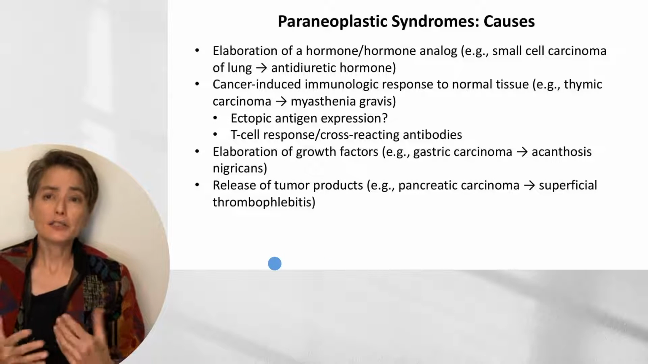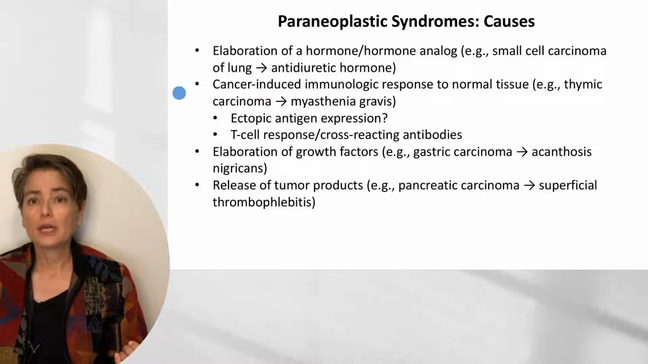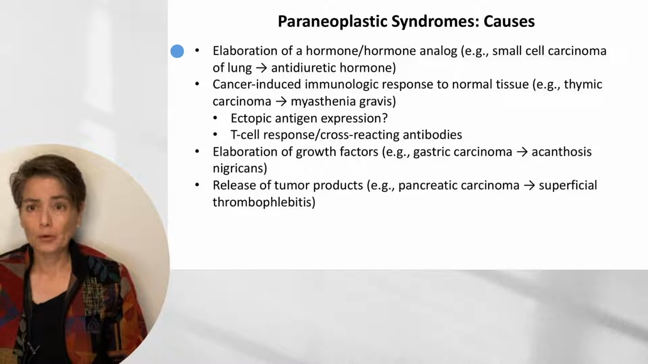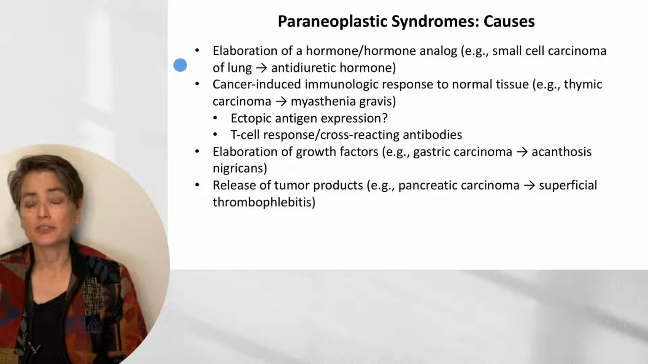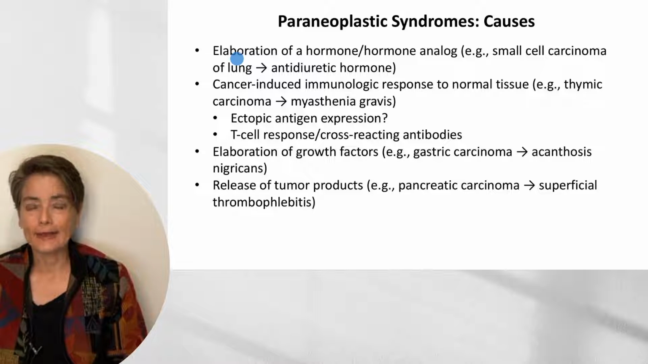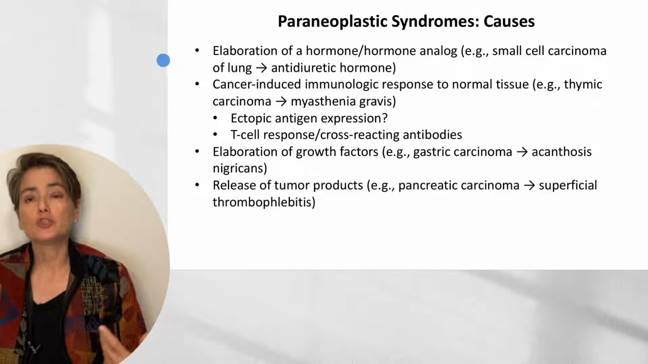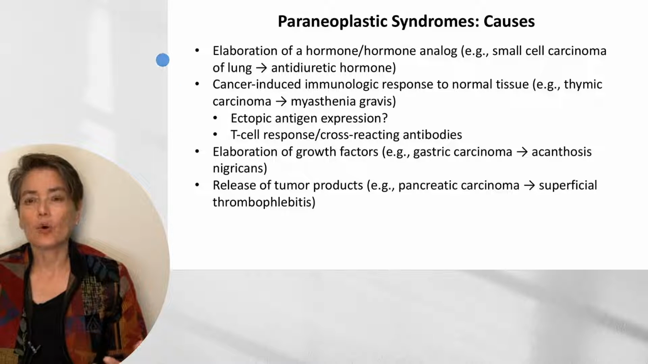So what causes our paraneoplastic syndromes? So here are 4 examples. So we can get elaboration of a hormone or a hormone analog. So the classic example of this will be small cell carcinoma of lung can release antidiuretic hormone, leading to the syndrome of inappropriate antidiuretic hormone release, or SIADH. So if you have a patient who's presenting with antidiuretic hormone excess, then you can look to see if they might have a small cell carcinoma.